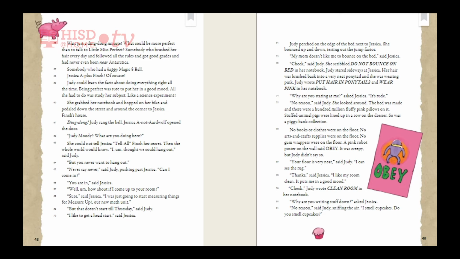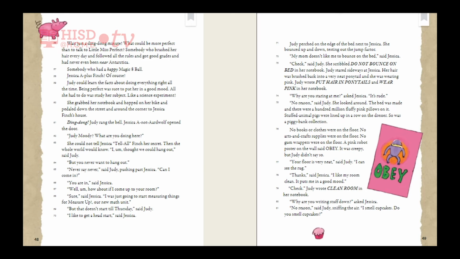Judy stared sideways at Jessica. Her hair was brushed back into 2 very neat ponytails and she was wearing pink. Judy wrote, "Put hair in ponytails and wear pink," in her notebook. "Why are you staring at me?" asked Jessica. "It's rude." "No reason," said Judy.